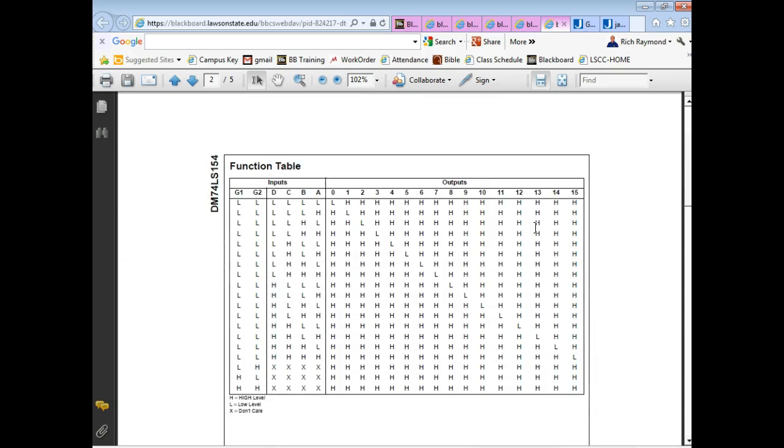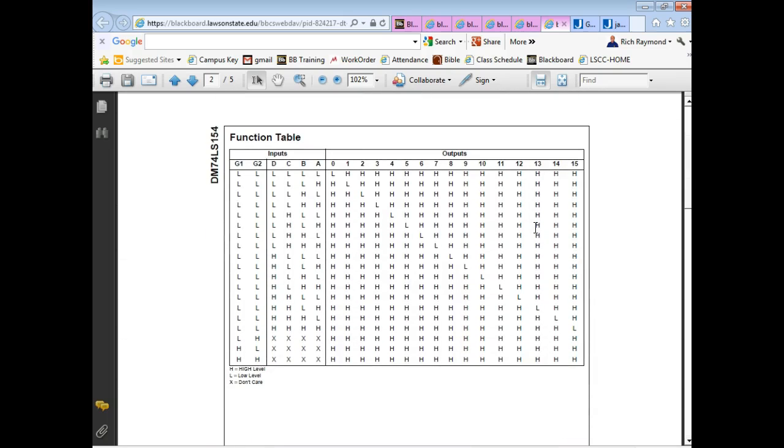So let's find the truth table on this guy. It's a lot bigger. Let's look at these down here at the very bottom first. It says if G1 is high and G2 is low, then what happens? Well, the thing is disabled, so all the other inputs are don't cares. You'll see that?